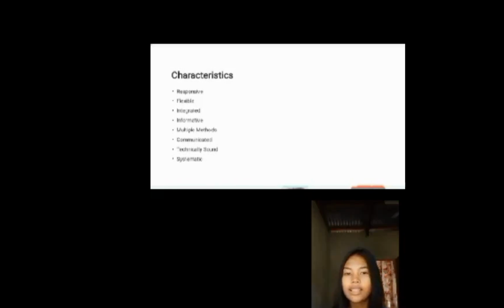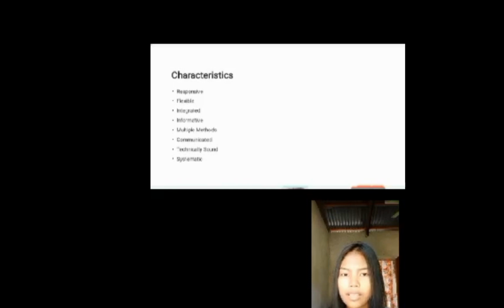Next, we have technically sound. For fairness, adjustments and accommodations are made in the assessment process to meet students' needs. It gives meaningful and accurate information. Informal assessment can be technically sound to an extent because it is based upon the experiences, skills, knowledge, and training of the test taker.